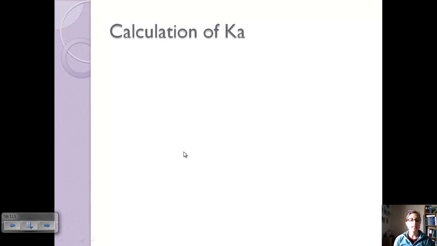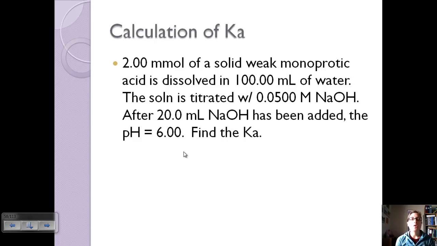Okay, so we're going to continue with the last part of section 3, looking at how to calculate Ka and titration of a weak base with a strong acid. Alright, so we've been talking about how to use the Ka and calculate all these pHs. Now let's go the opposite direction.